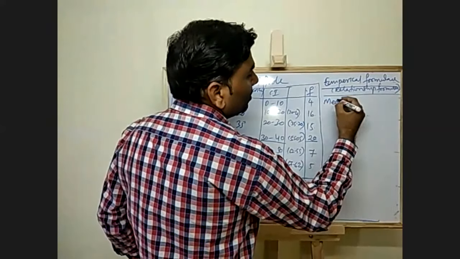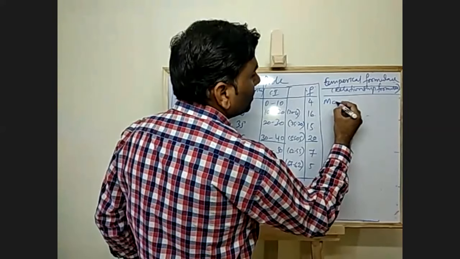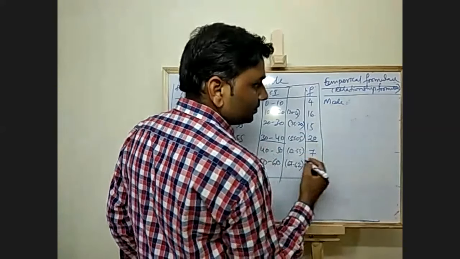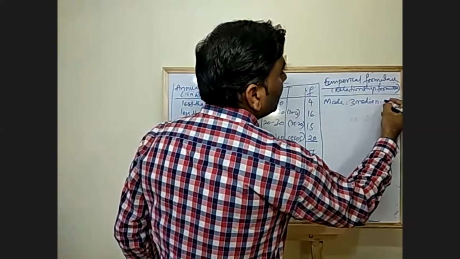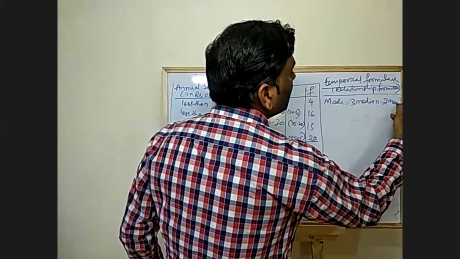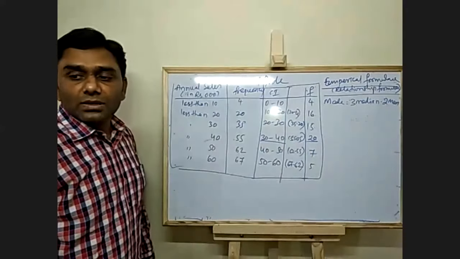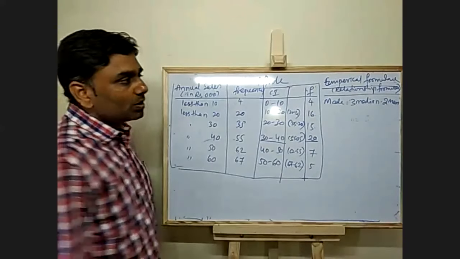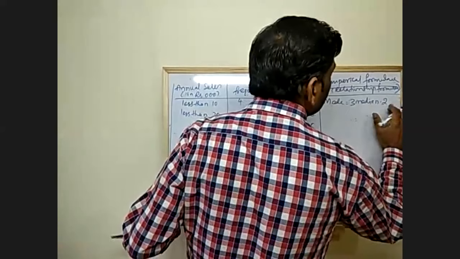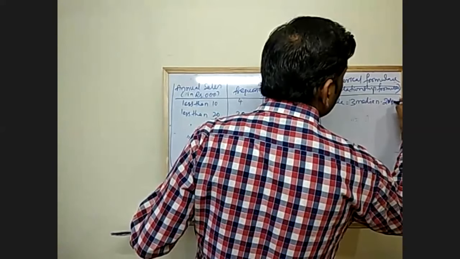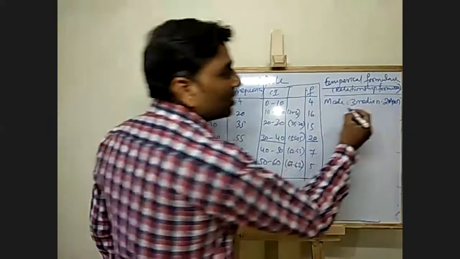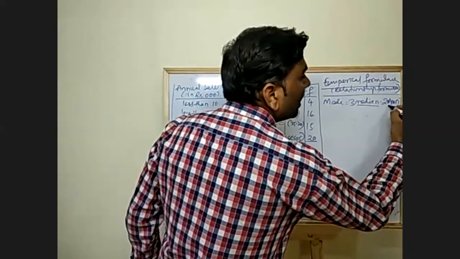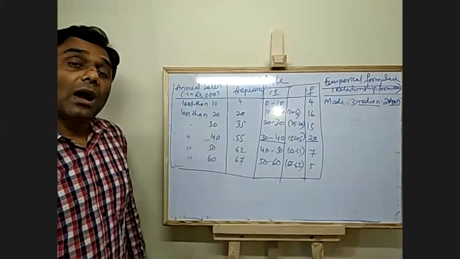See, mode equal to 3 median minus 2 mean. 3 median minus 2 mean. Now I have to calculate the median and also the mean. I have to calculate.